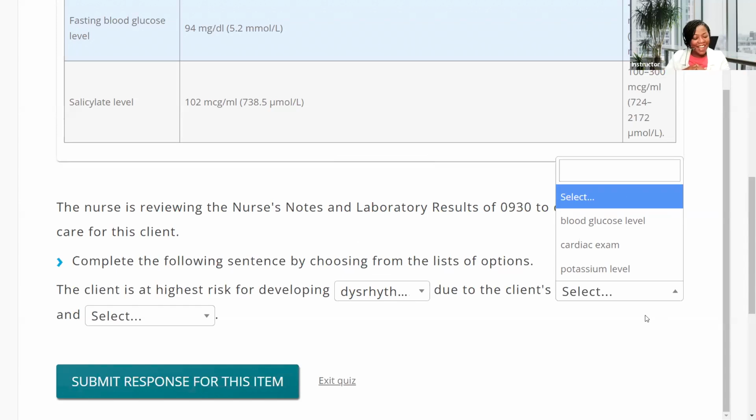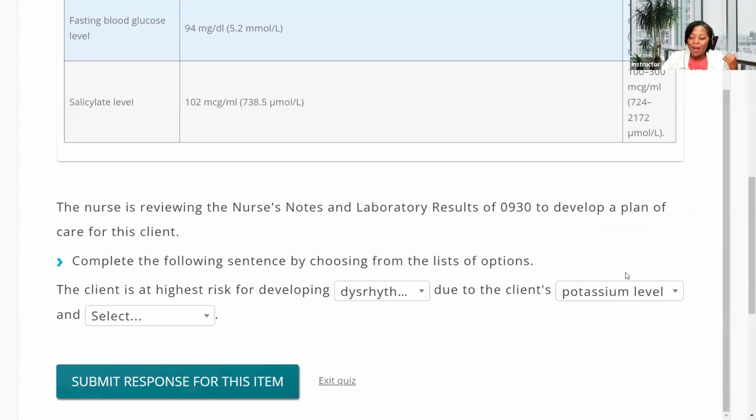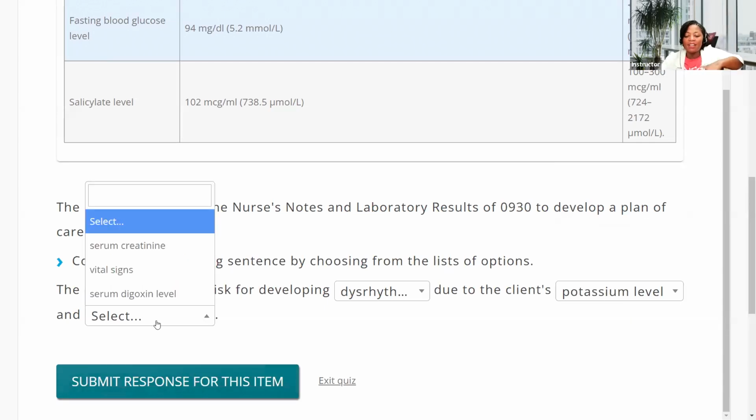The potassium. Yes, it's too low. And not only is the client's potassium low, but then the other issue for the dysrhythmia is because of what else? What other level was, yes, the digoxin. The digoxin level was up.